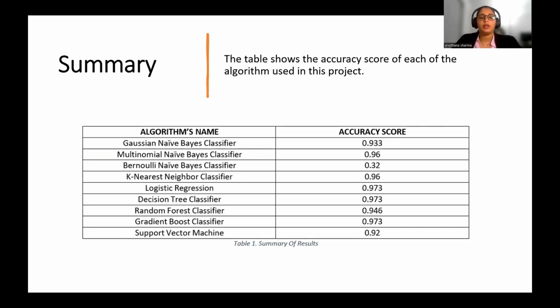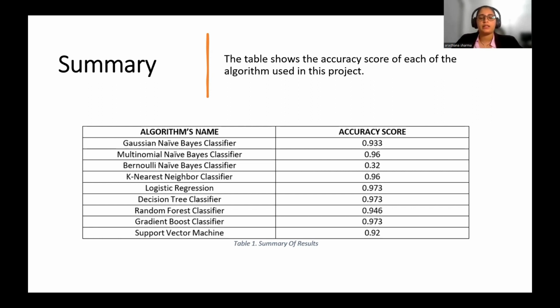Here is a table that shows the summary of the accuracy scores of all the algorithms used in this project. Gaussian naive Bayes classifier has an accuracy score of 0.933. Multinomial naive Bayes classifier has an accuracy score of 0.96. Bernoulli's naive Bayes classifier has an accuracy score of 0.32. K-nearest neighbor has an accuracy score of 0.96. Logistic regression has an accuracy score of 0.973.